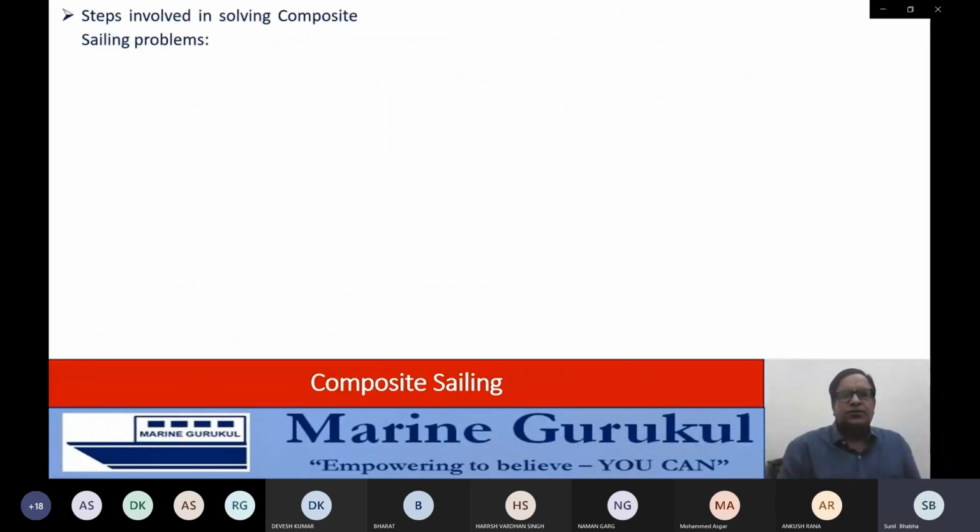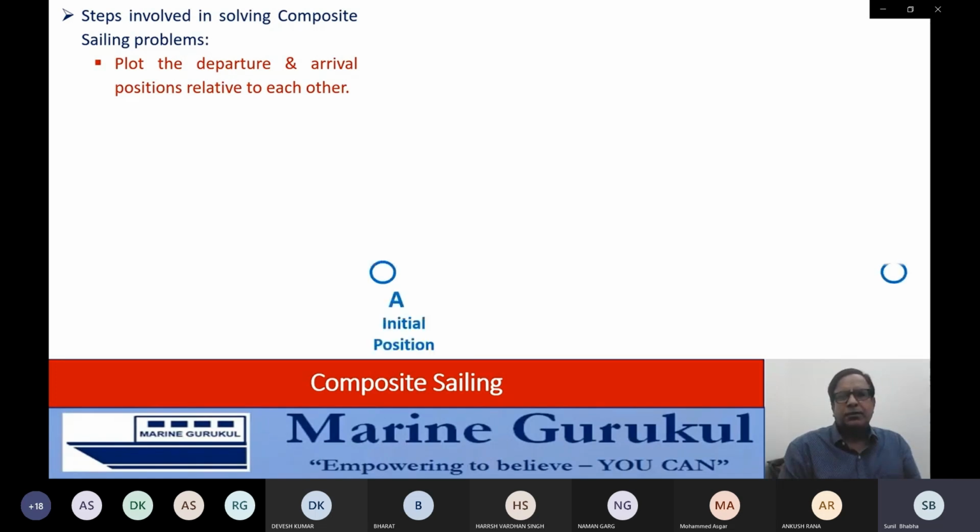Having discussed the concept of composite sailing, now we list down certain steps which shall facilitate making the diagram and solving the problems related to composite sailing. We first plot the departure and arrival positions in correct relative orientation to each other, and the same care needs to be exercised as we learned when we learned to make the PAB triangle. Here is position A and here is position B.